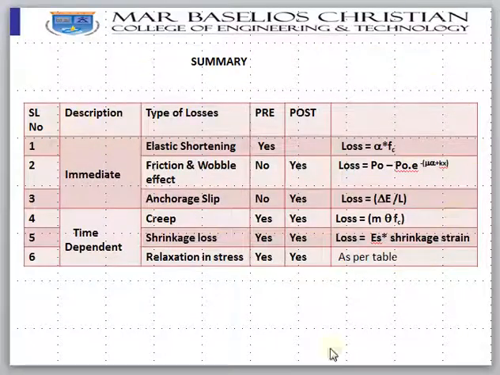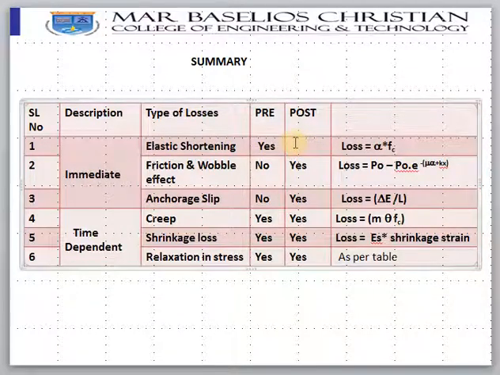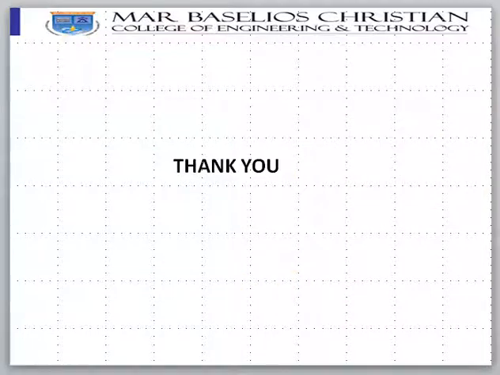So this is the summary. Immediate losses: elastic shortening happens in pre-tension. In post-tension, it will not happen if all the wires are stressed at the same time. If you are stressing them one by one, then it will happen. When you do a problem, you will understand. Friction and wobble losses are for post-tension only. This is the formula. Anchorage slip is for post-tension. This is the formula. Creep is for both pre and post. Time dependent losses are for both. Hope it is clear. When we do a problem, you will understand.